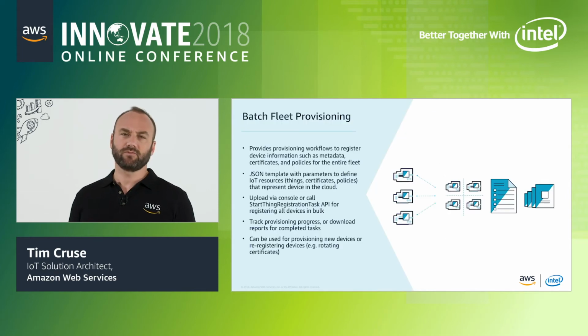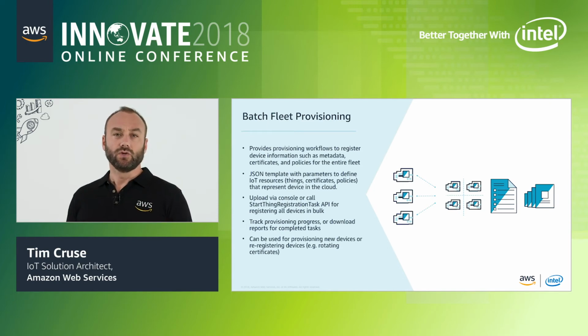You can batch provision fleets of devices. You can define provisioning workflows to register device information such as metadata, certificates, policies for entire fleets. Definition of your devices in the cloud from thing, certificate to policies are represented in JSON templates. And you can register devices in bulk with simple API calls. You can track the provisioning progress and download reports for these tasks. And this doesn't only apply to new devices, you can also implement this for existing devices.